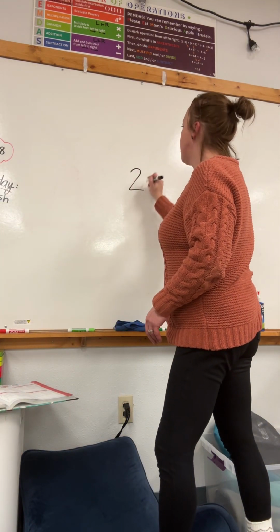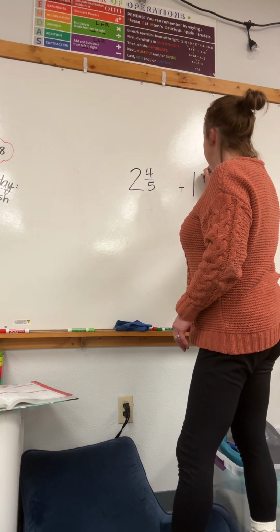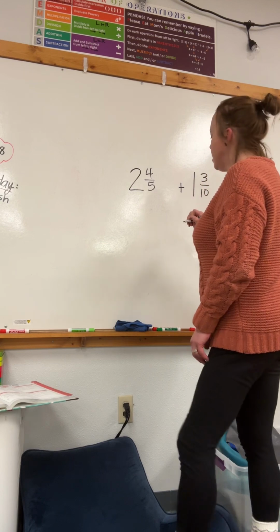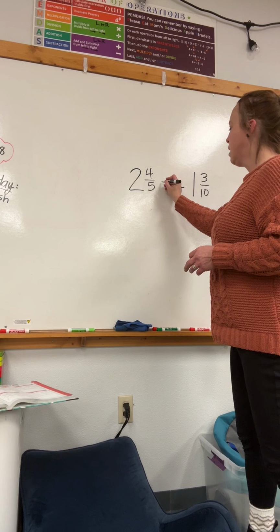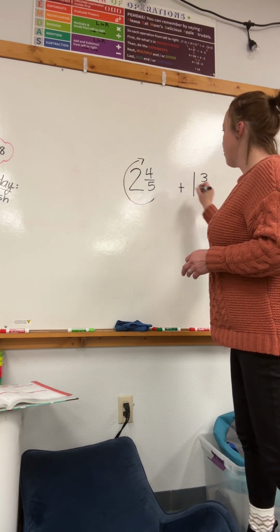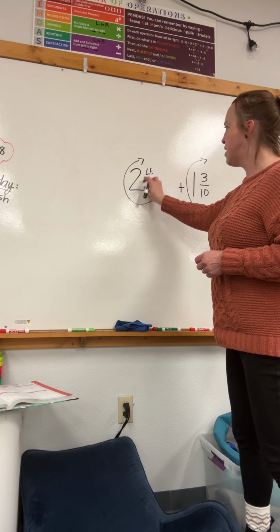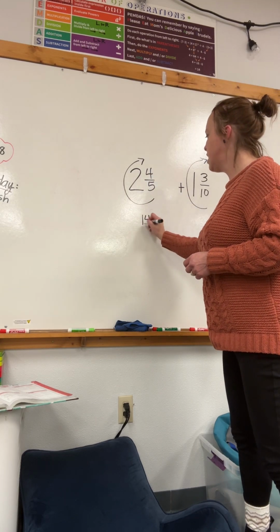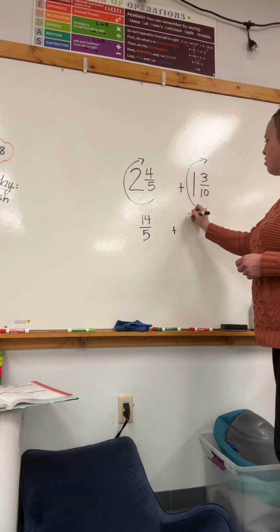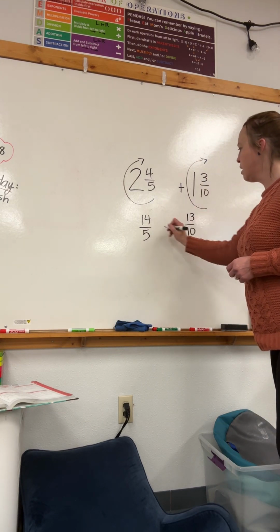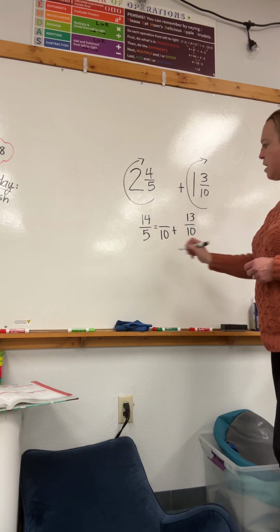Oh, sorry, actually it's 2 4/5 to begin with, and 1 3/10. Now, I did this a different way than some of you maybe did. I actually made this an improper fraction because I think it's easier to work with. So 5 times 2 is 10, plus 4 is 14/5, plus 10 times 1 is 10, plus 3 is 13/10. But I went ahead and made this into a common denominator of 10.